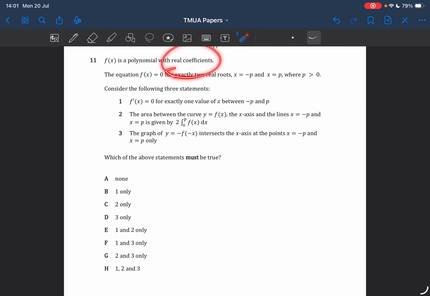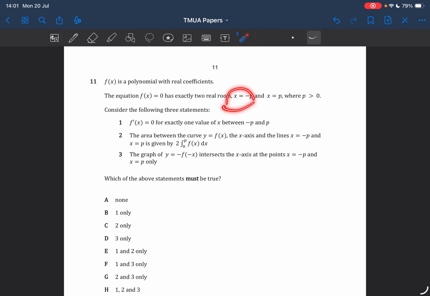It's a polynomial with real coefficients. It has 2 roots, minus p and p, where p is positive. It doesn't really make a difference, does it? Consider the following 3 statements. So let's actually think, what does this mean? Like, we have some axis. We're going to have the y-axis as well. Should be straight though, shouldn't it? And we have 1 point there, 1 point there. And we need to go through those points and never touch this line again.